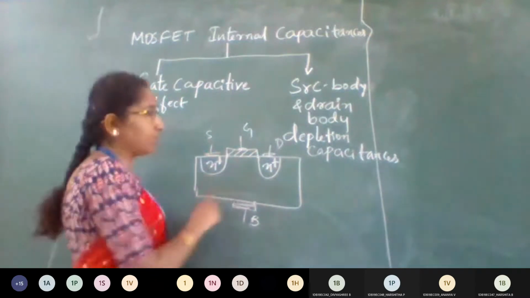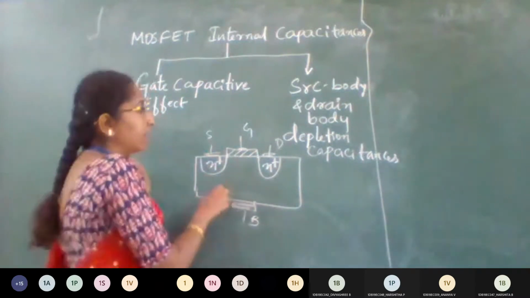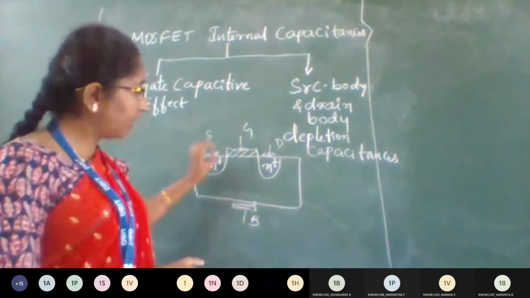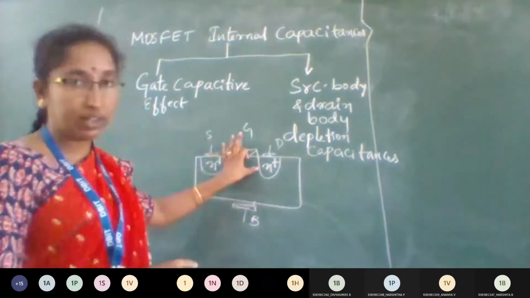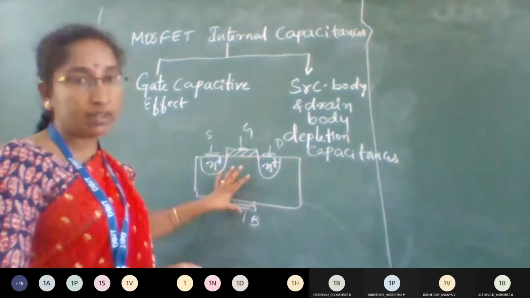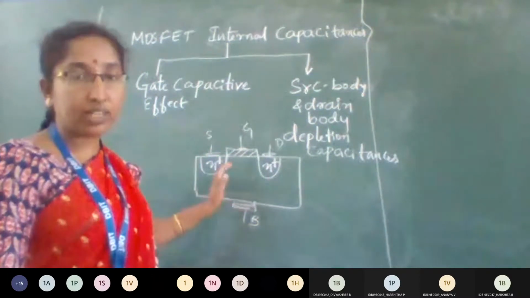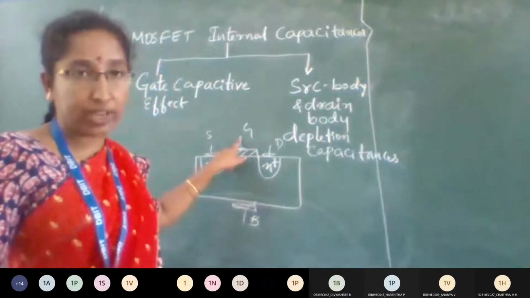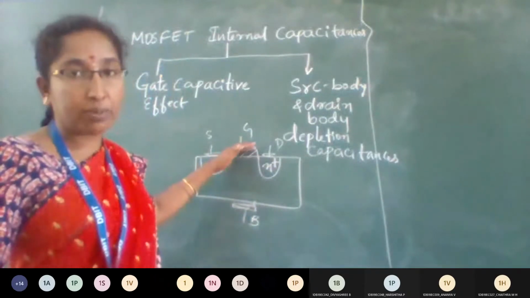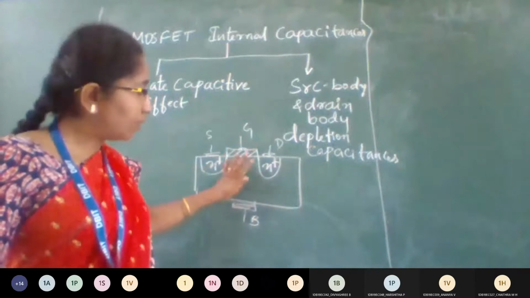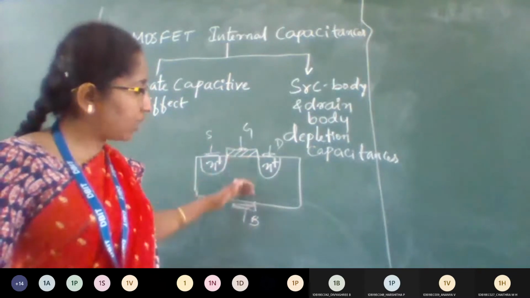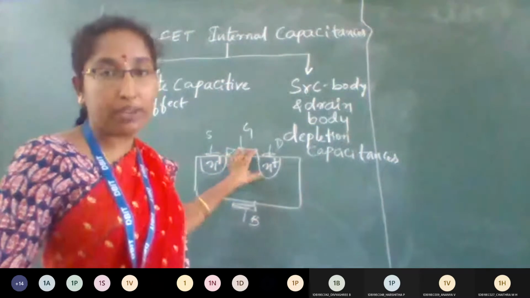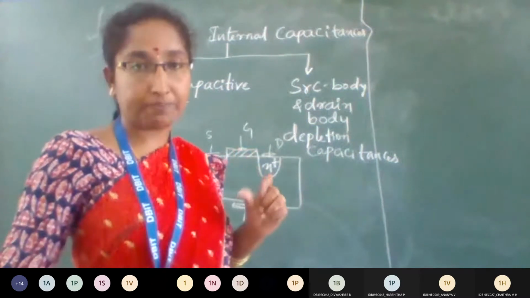There is a capacitance formed due to this gate, so the gate effect gives CGS, CGD and CGB. With respect to the body also, a capacitance is formed. When you apply a positive voltage to the gate, the top plate has positive charges, and due to this positive charge, minority electrons move to the channel. This way it forms a parallel plate capacitor.